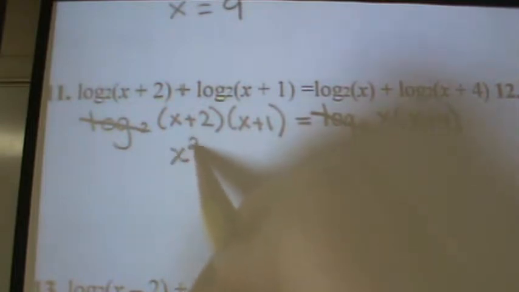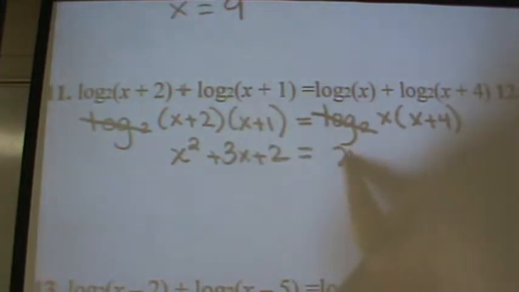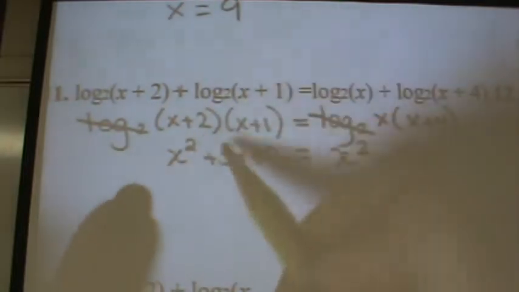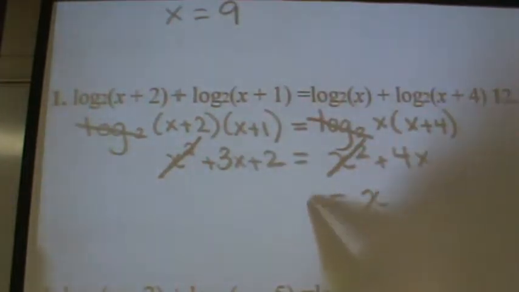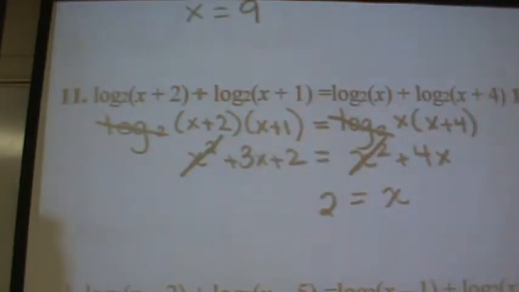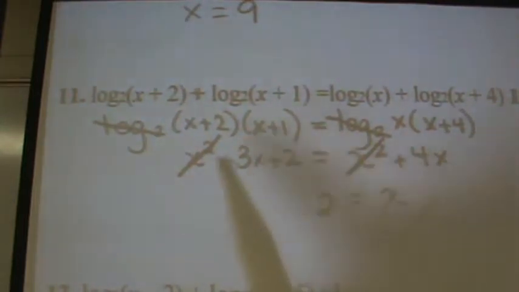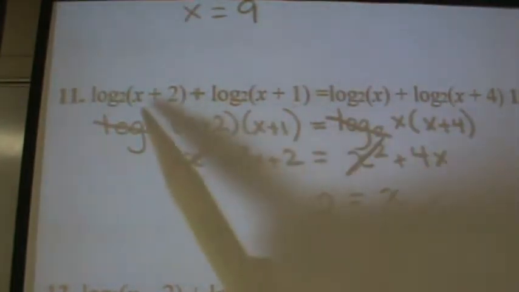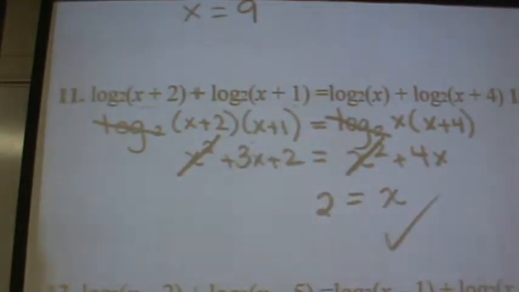You get x squared, and then plus 3x plus 2. Once you FOIL that, x squared plus 4x. These x squareds will cancel. Subtract 3x, and x is 2. And it works. X is 2. So you have to condense the left as a product, the right as a product, cross out, and use your prior knowledge to factor the stuff and solve.